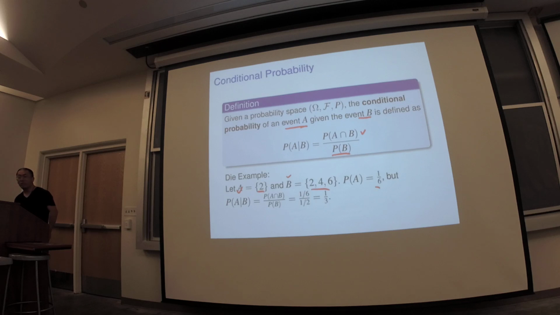But the probability of A given B is what? The intersection over the probability of B, according to the definition. Just apply the definition. The probability of A intersecting with B, where the intersection is just 2, is 1 over 6. And the probability of B is 1 over 2. So it turns out the conditional probability is 1 over 3.